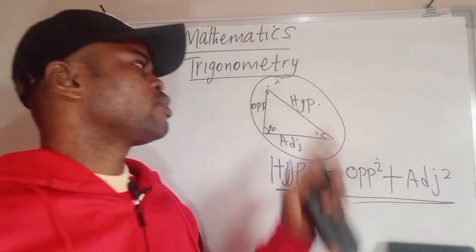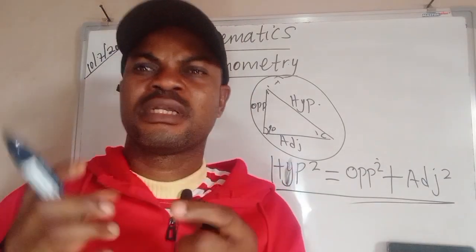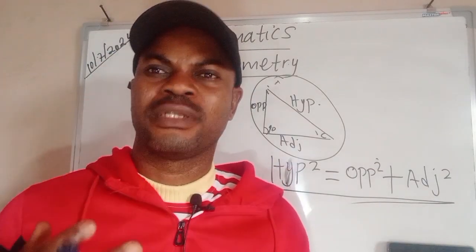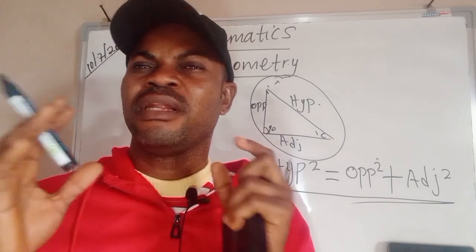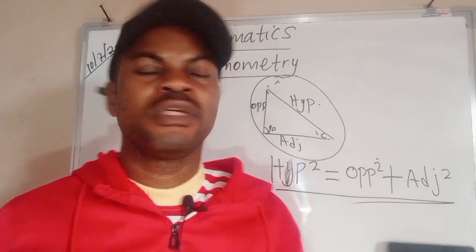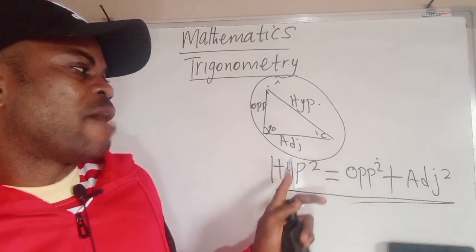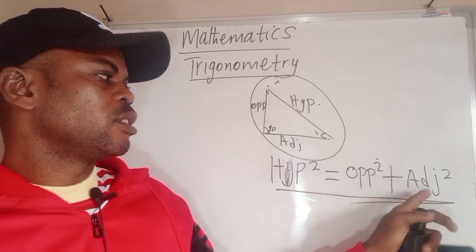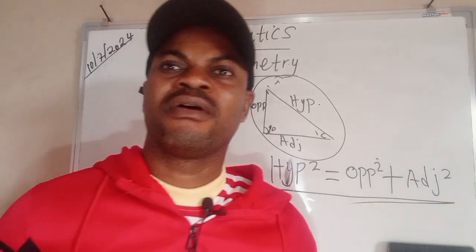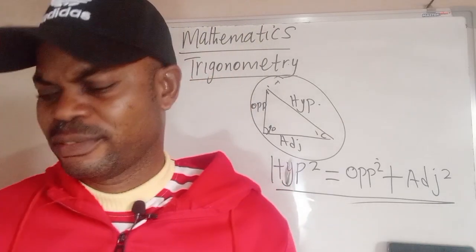This can be used to resolve all right angle triangles, such that when you are given a triangle, the first thing that comes to your mind is to observe the triangle closely. Immediately you detect that it's a right angle triangle, straight away the solution to it is Pythagoras theorem: the square of the hypotenuse is equal to the sum of the square of the opposite and the square of the adjacent.